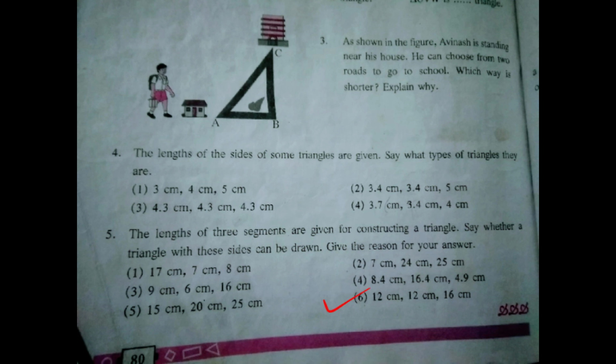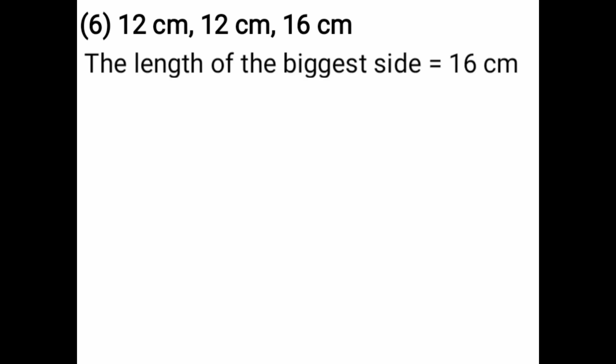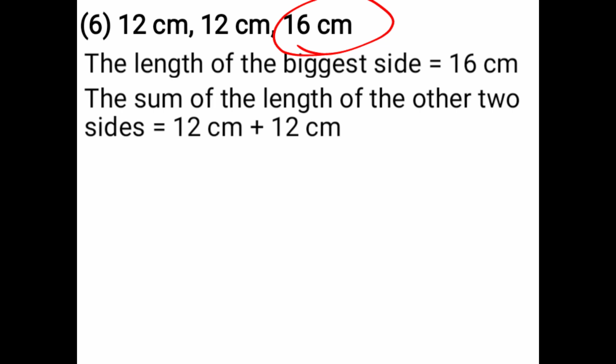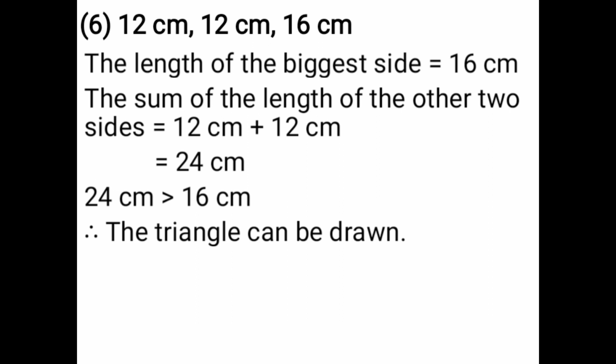Next, the last one we will do: 12 centimeter, 12 centimeter and 16 centimeter. The length of the biggest side is 16 centimeter. The other two sides, both 12 centimeter and 12 centimeter, are equal, so you have to add both over here. 12 plus 12, the answer is 24 centimeter. 24 centimeter is greater than 16 centimeter. The sum of the length of the other two sides is greater than the third side. Therefore, the triangle can be drawn.